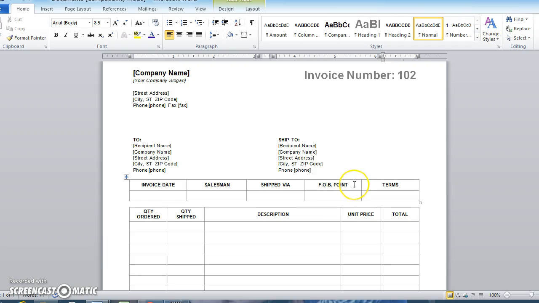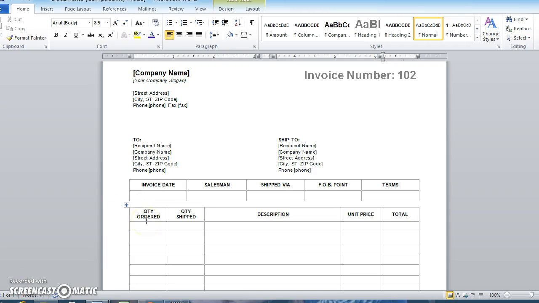FOB point means free on board, and that's a section detailing who pays the shipping company and when the title is transferred. Terms means terms of sale, a section detailing date of payment and cash discount.